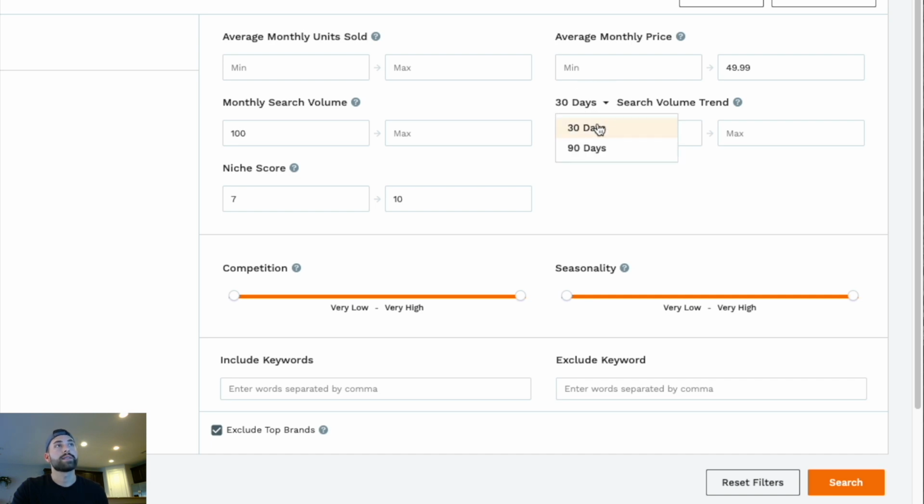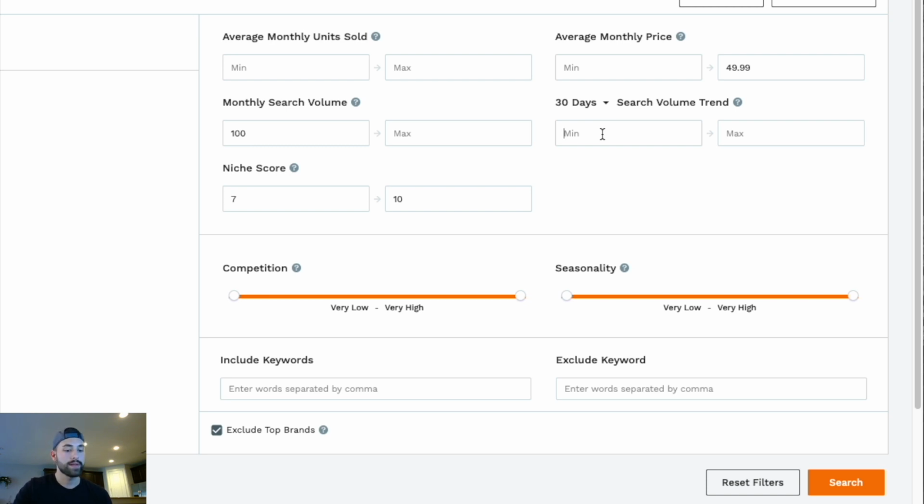I usually only look at the 30-day trend here for this filter and not the 90-day trend, and that's because I'm really looking for a product that is increasing in volume and demand in that short duration, the 30-day duration. If I look at the 90, it might be too late as a seller to enter the market because there's already enough existing competition, and it's very difficult for a product that's been in demand for so long.